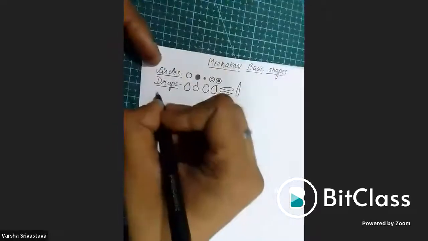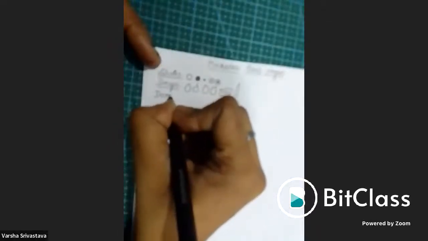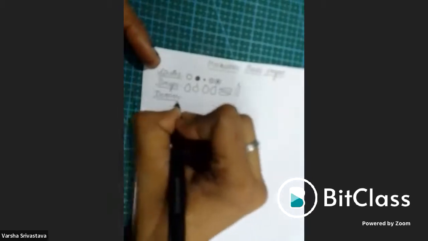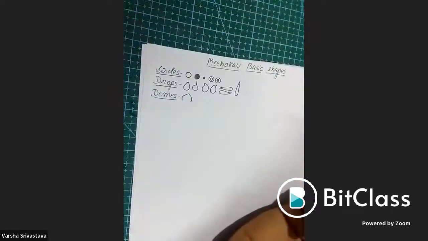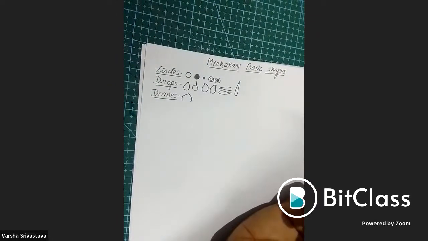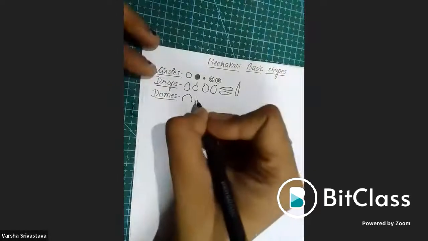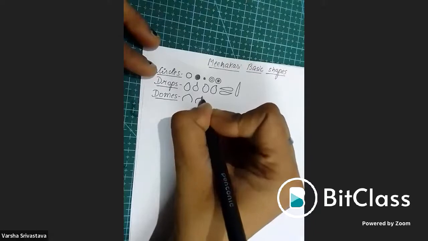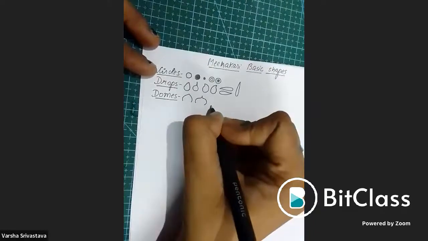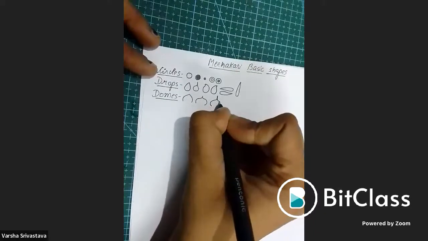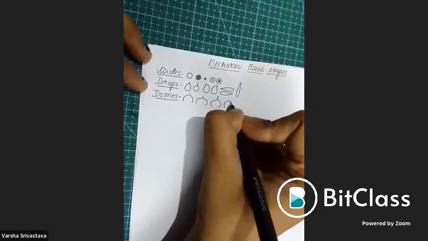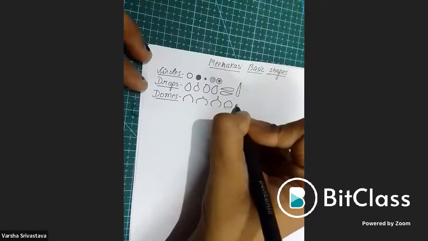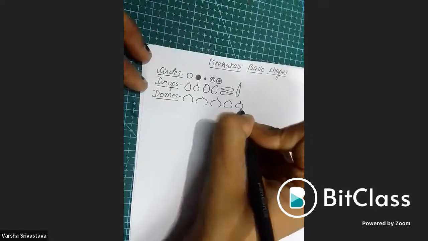All right. Next, I'm going to make the domes. Now just make a dome like this. This is a normal dome. Then make a little bit pointed dome. And then make a very much pointed dome. And you can also make the dome and add the lines. Make the dome pointed one, add the lines like this.